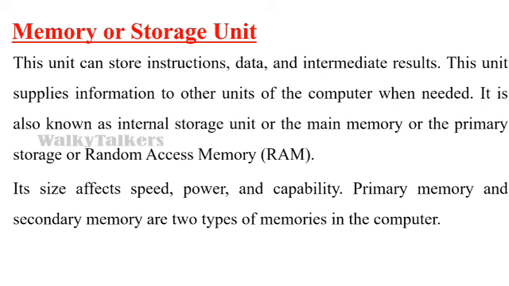Primary memory and secondary memory are two types of memories in the computer. So memory or storage unit, we have talked about it earlier. This is where all the data input and output and the intermediate results are stored. So that's inside a CPU, which is one of the major components of the CPU.